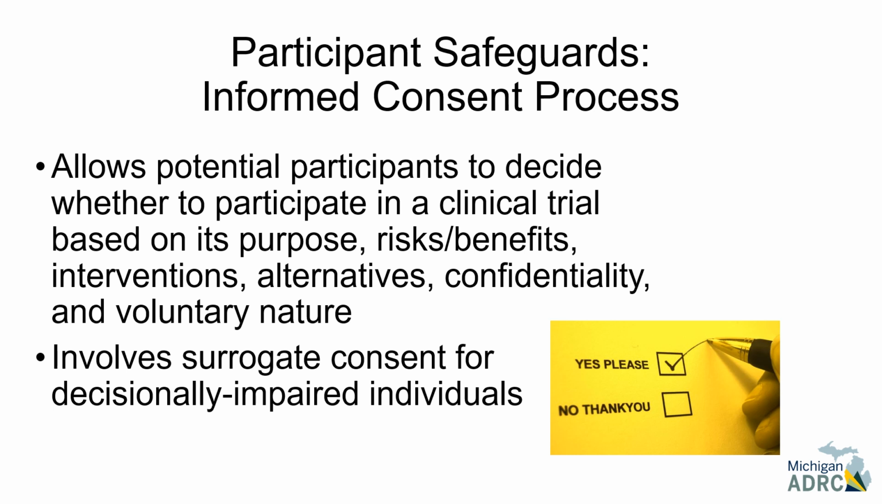For trials in individuals with dementia, this process might involve surrogate consent. If the individual lacks the ability to make the decision about trial participation, they may have a designated surrogate who can provide that informed consent for trial participation.